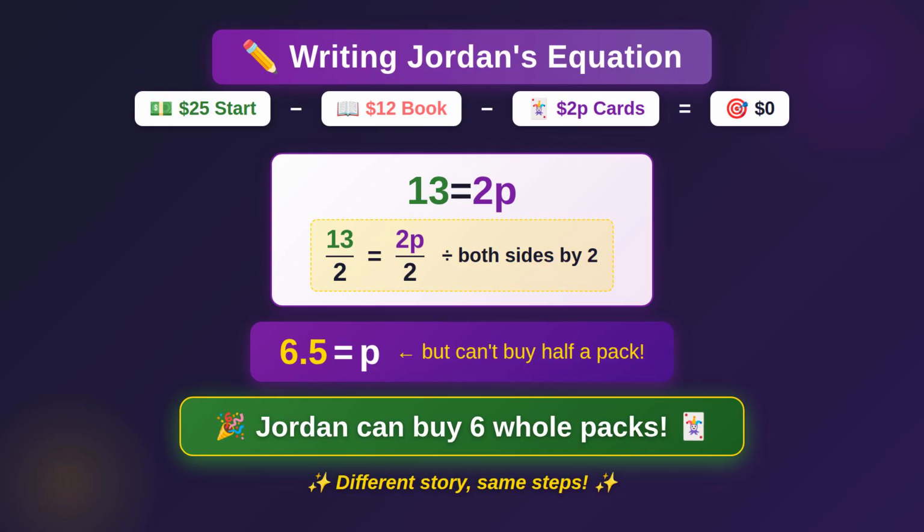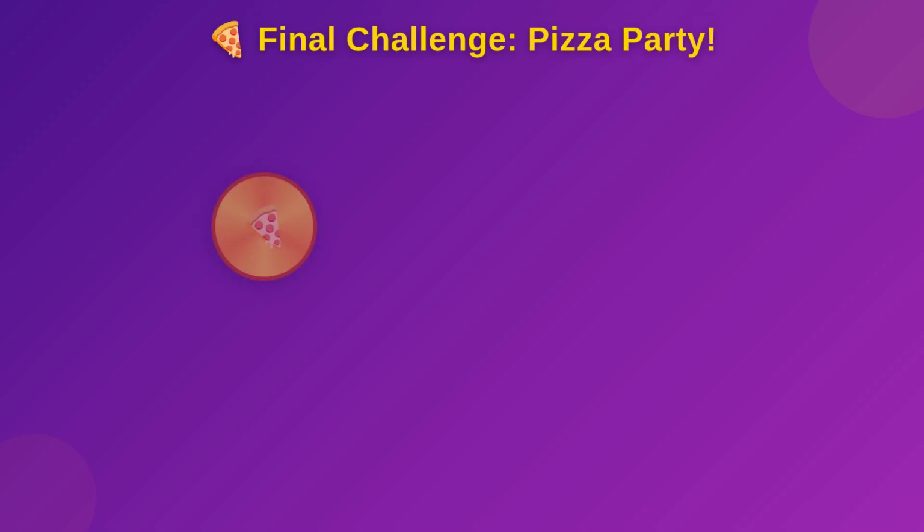First, 25 minus 12 is 13, so 13 minus 2P equals 0. We can add 2P to both sides to get 13 equals 2P. Now divide both sides by 2. 13 divided by 2 is 6.5. Since he can't buy half a pack, Jordan can buy 6 packs of cards. See? Different story, same steps.